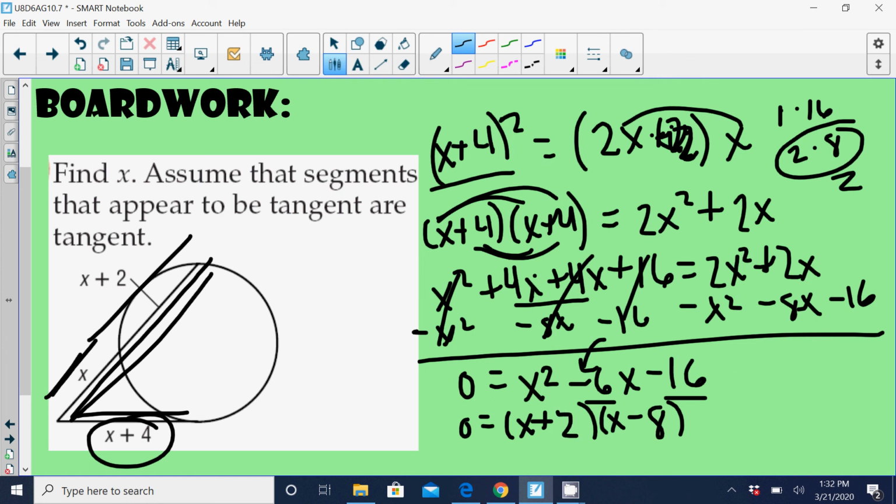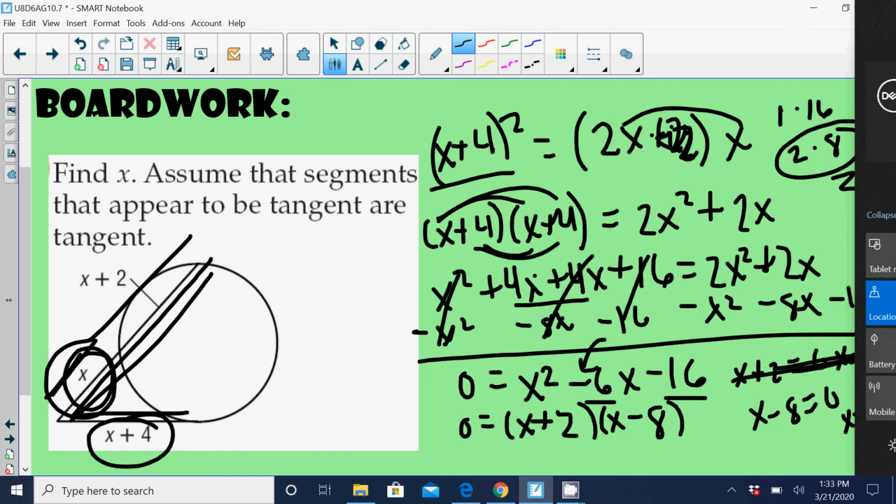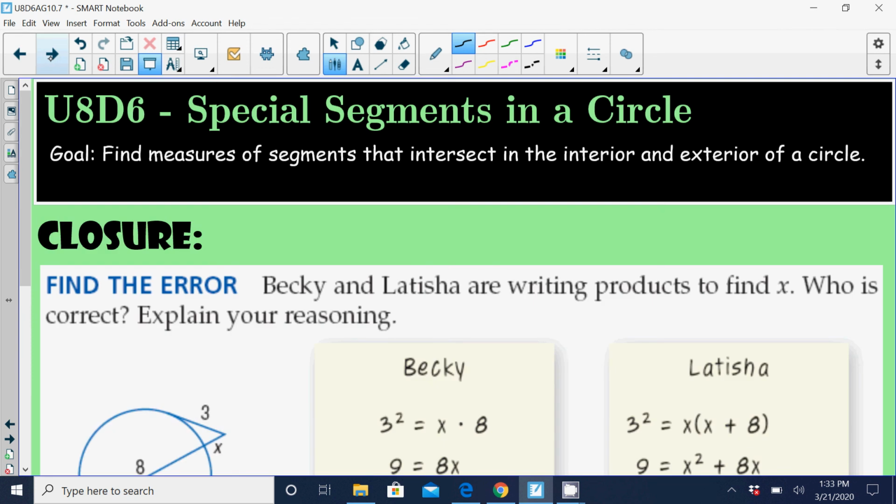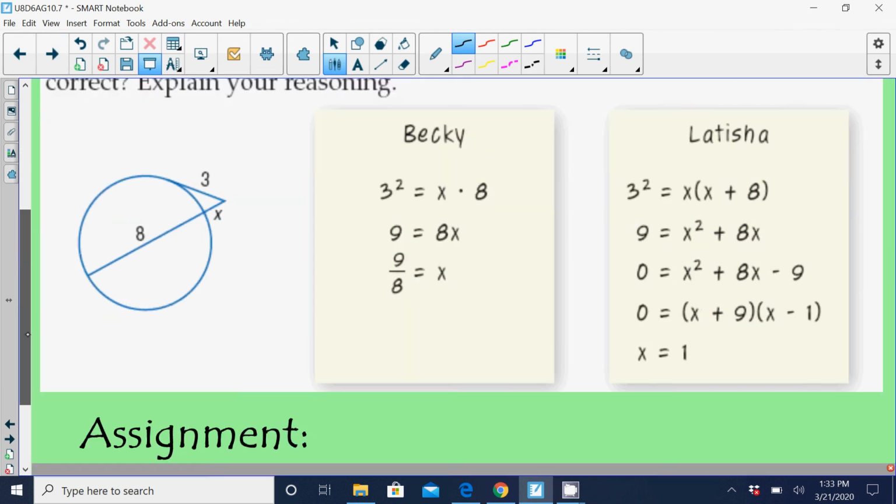Remember, to get our solutions, we set them equal to 0. So I say x plus 2 is equal to 0, and x minus 8 is equal to 0. So what I end up with is x equals negative 2, x equals 8. Now negative 2, when I look at my diagram, I have x as this segment. Can I have negative 2 as that length? Nope, so I cross it out, and I say my only answer can be x equal to 8.